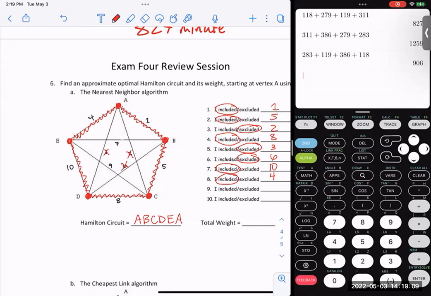The only vertex we went to more than once was the starting vertex, just so we could make a complete circuit. And then to find the total weight here, I'm just going to add up all the ones that were included, right? So 1, 5, 8, 10, and 4.